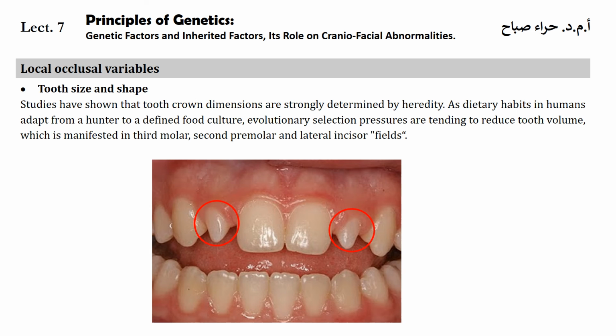Tooth size and shape. Studies have shown that tooth crown dimensions are strongly determined by heredity, as dietary habits in humans adapt from a hunter-gatherer to a defined food culture. Evolutionary selection pressures tend to reduce tooth volume, which is manifested in the third molar, second premolar, and lateral incisor, according to Butler's field theory.